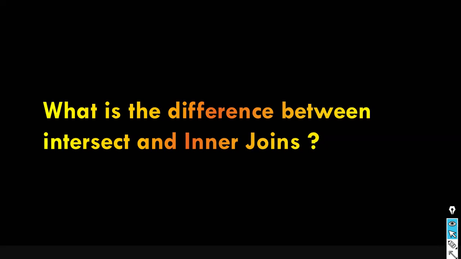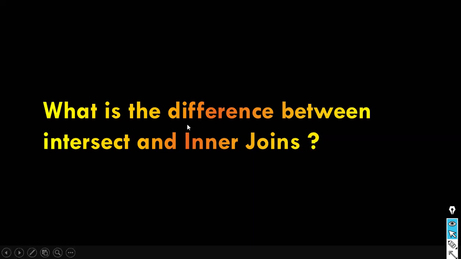Whereas the inner join combines the rows from two tables based on the common columns. Only when you have the common columns will it return the records. First of all, you can combine the data from two tables based on the common column, otherwise it will not do that. Whereas in the case of intersect, it simply returns the common values between two data sets.